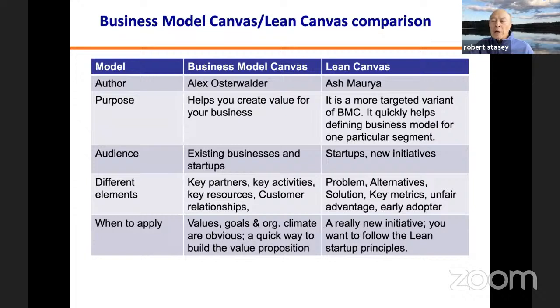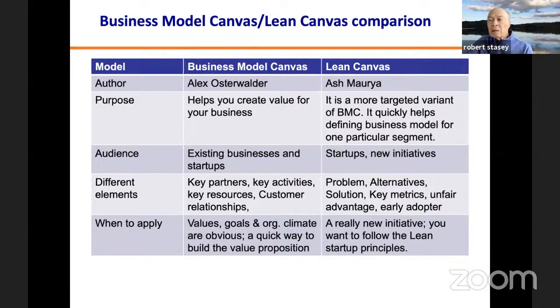So here, I'm going to compare and contrast the business model canvas with the Lean Canvas. We're going to look at the following key areas. One is purpose. The Lean Canvas is much more targeted. It quickly helps define a business model for one particular segment. Let's look at different elements. The Lean Canvas focuses on the problem, alternatives, solution, key metrics, unfair advantage, and focuses on the early adopters.